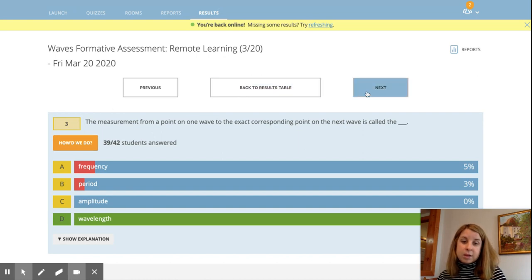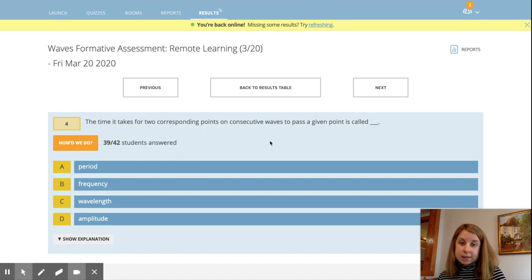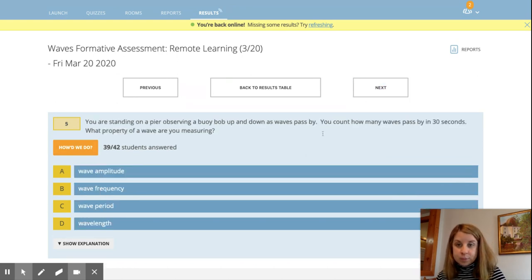Remember, wavelength is a measure of distance. The time it takes for 2 corresponding points on a consecutive wave to pass a given point. So 2 corresponding points, that's period. So that's a time thing, okay? Because we're looking at 2 corresponding points on consecutive waves. So we're looking for that given amount of time.